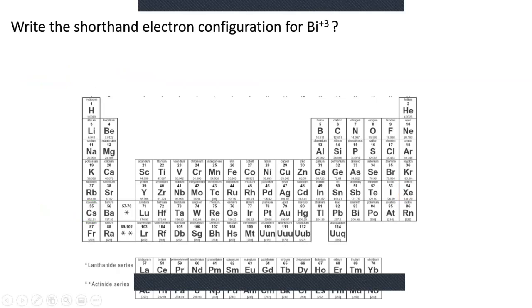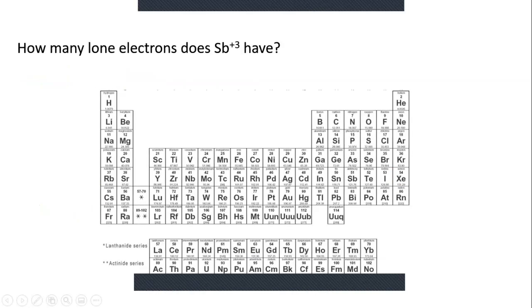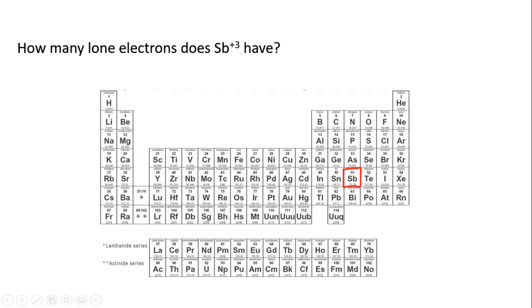We already did shorthand electron configuration. Okay. Now we want to determine how many lone electrons antimony 3 plus has. So let's write the electron configuration of antimony 3 plus. Antimony is located here, it's Sb. It's on the 5th row. And it's antimony 3 plus, so we're going to get rid of 3 electrons. 1, 2, 3. So what do we have left?